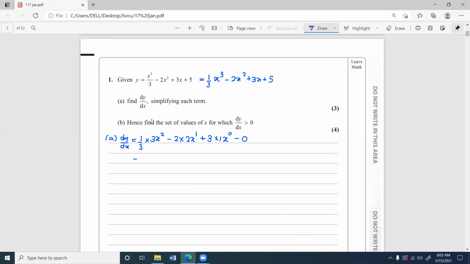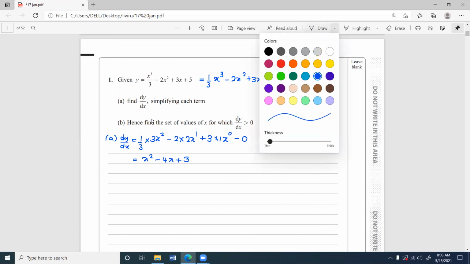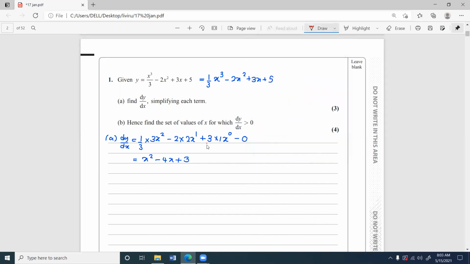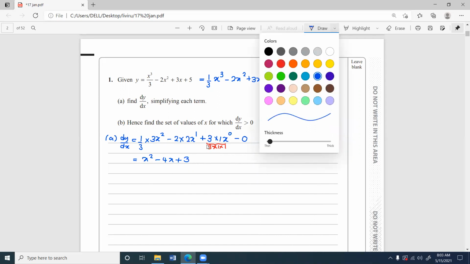With this you can write the answer: x squared minus 4x plus 3 x to the power 0, which is 1, therefore 3 into 1 into 1. This term becomes 3 into 1 into 1 because x to the power 0 is 1. So this is the final answer for this differentiation, right?